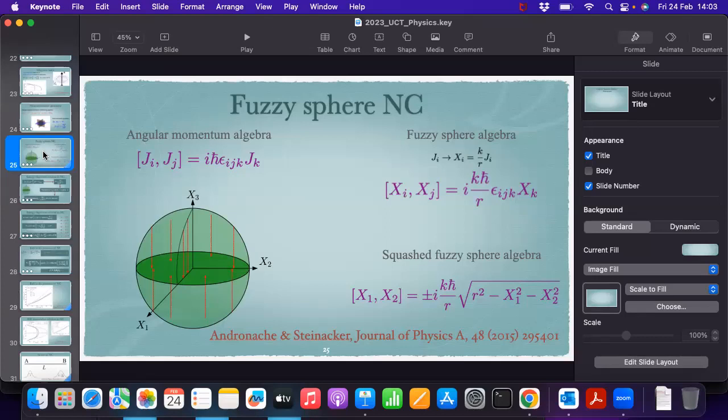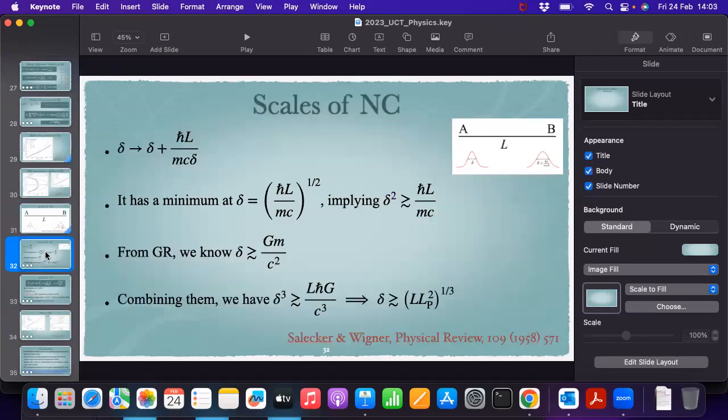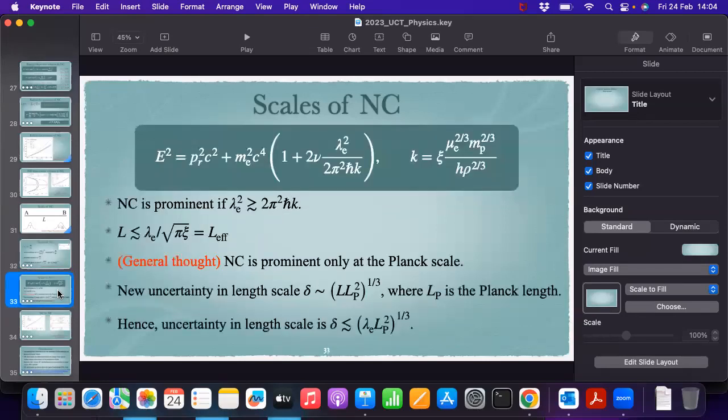What's the physics motivation for why there might be some non-commutative geometry happening? That's what I said about the length scale argument. This is a thought experiment they used earlier, where you can show that the uncertainty length scale is a combination of not only the Planck scale but also the system scale. In our case, you can show from the energy dispersion relation that if your length scale is less than the Compton wavelength of the electron, then this effect is prominent.